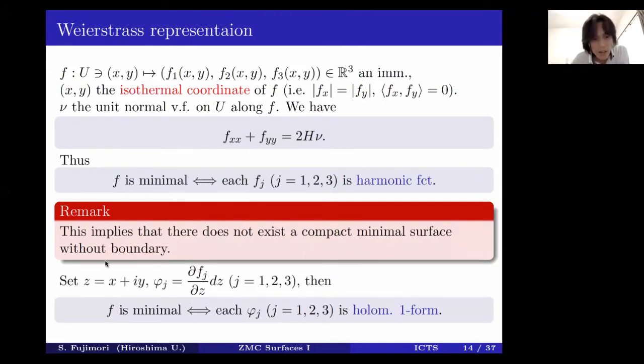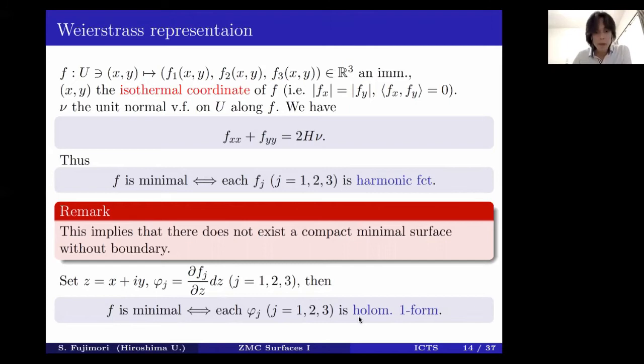And now we set z equal to x plus iy, and phi_j equal to this. Then by this fact, we know that F is minimal if and only if each phi_j is a holomorphic one-form.